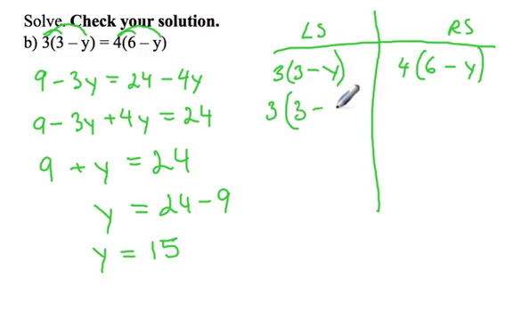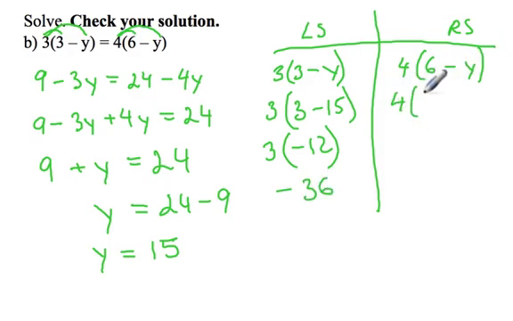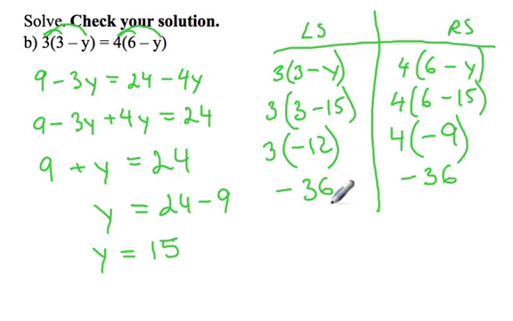3 times 3 minus 15 equals 3 times 3 take away 15 is negative 12, and negative 12 times 3 is negative 36. On the right side, 4 times 6 minus 15, we have 4 times, and 6 take away 15 is negative 9. 4 times negative 9 is negative 36. Left side equals right side. We have solved correctly.